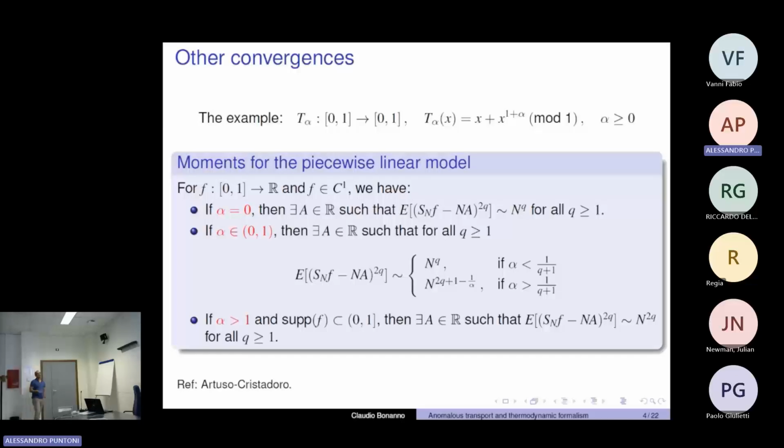So our aim today actually will be to have an idea of how to find this kind of behavior for a general family of systems, for example, for this family. So this is the aim of the talk. And we will show how the thermodynamic formalism can work in making the proof, the idea of the proof by Artuso and Cristadoro, formal in all the situations that we want to study.